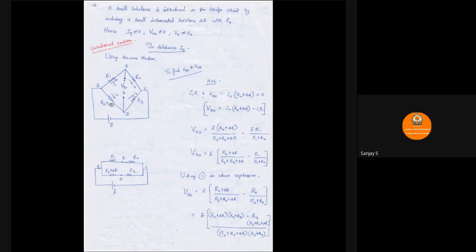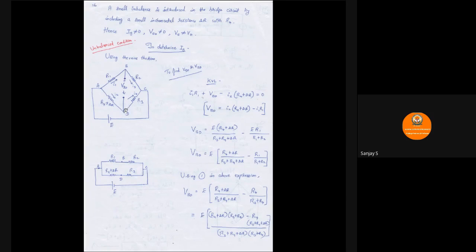Once there is an imbalance created in the circuit, Ig is not equal to 0. Now the current flowing through the galvanometer is no more 0 because the bridge is imbalanced, and VBD is not equal to 0. Earlier the potential difference was 0. Now that is also not equal to 0. And VB is not equal to VD. Earlier VB was the same as VD. Now VB is not equal to VD.